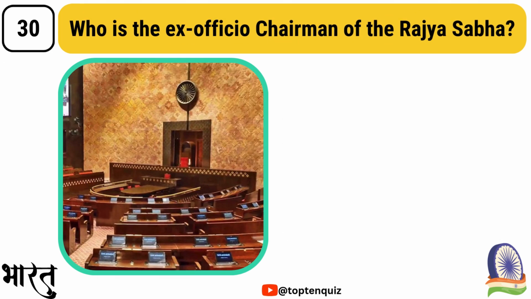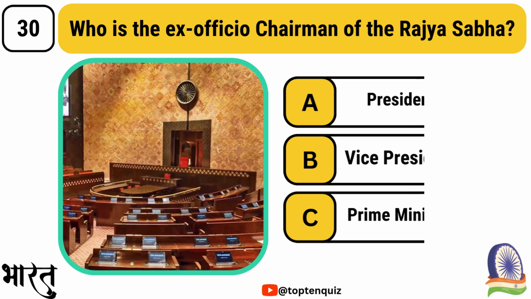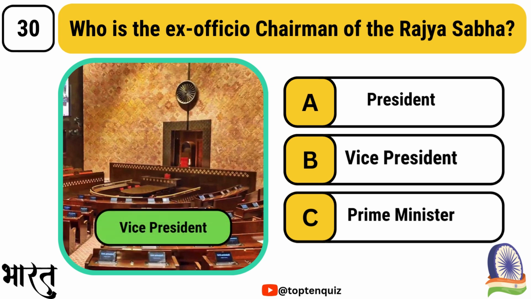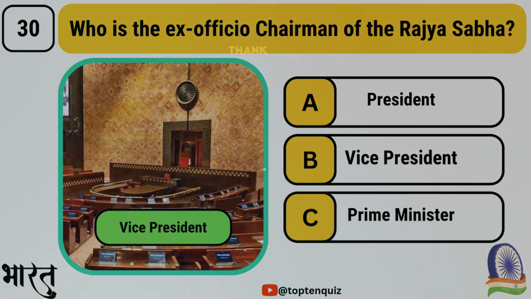Who is the ex officio chairman of the Rajya Sabha? A. President, B. Vice President, C. Prime Minister. The answer is Vice President.